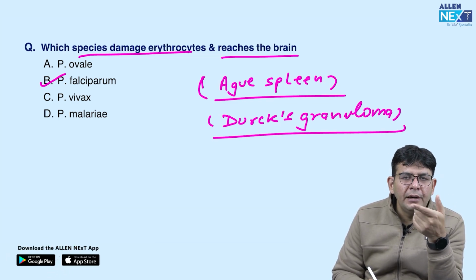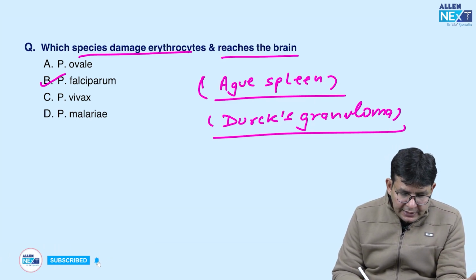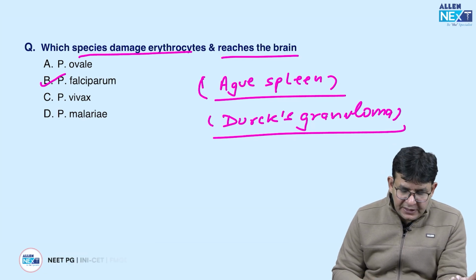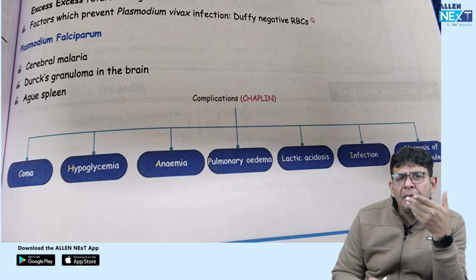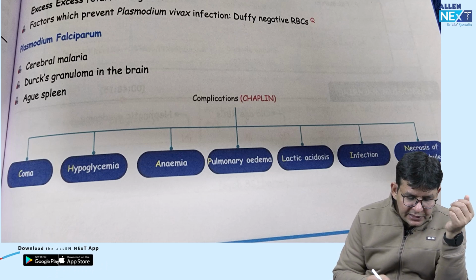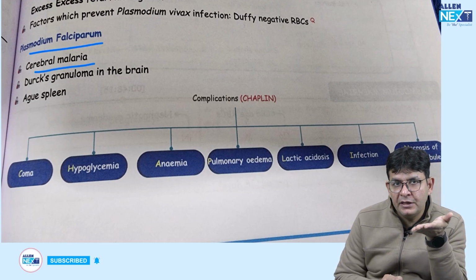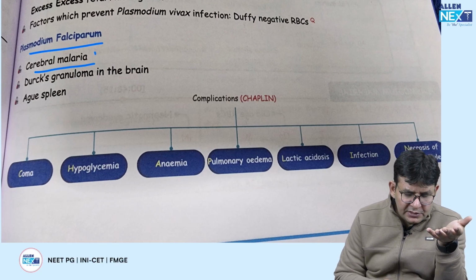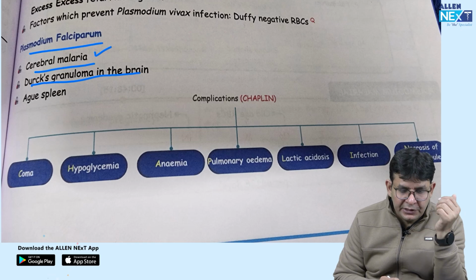If you are a NEET PG aspirant, you should focus on these particular points regarding Plasmodium falciparum. And I'm happy to tell you that most of the questions again were from the notes itself. As you can see, I have told Plasmodium falciparum causes cerebral malaria, Durck's granuloma is formed, and this is the histopathological picture of it.